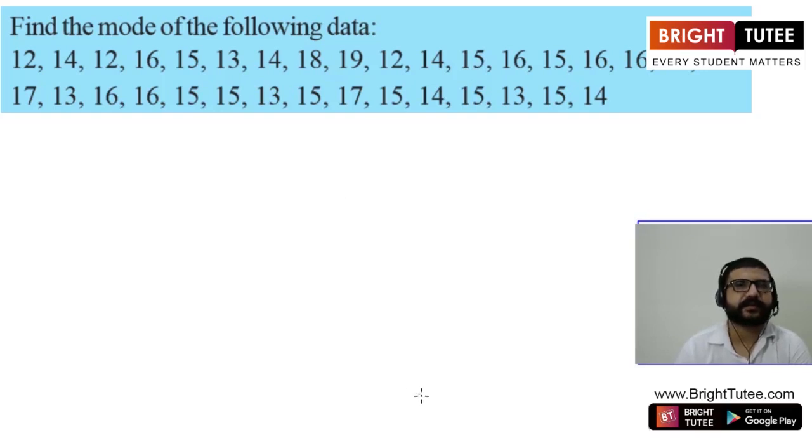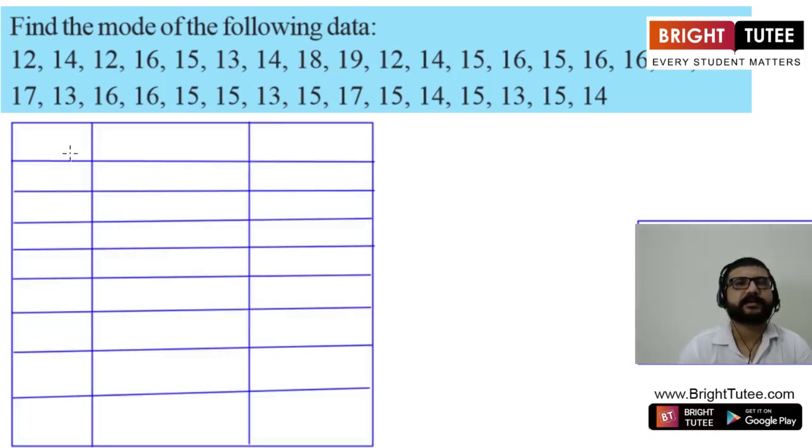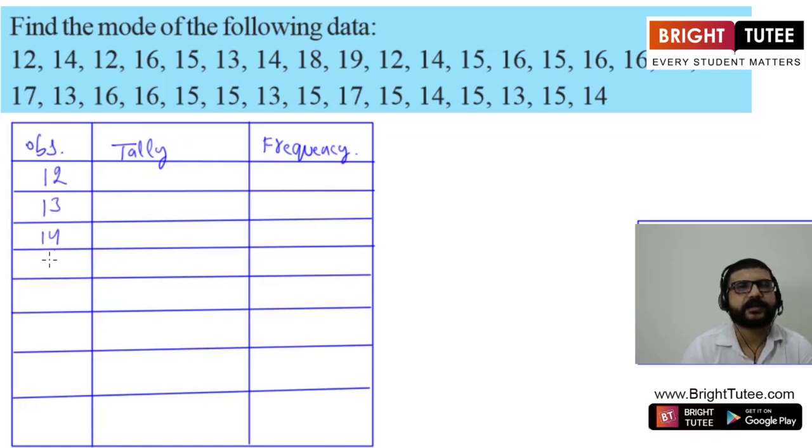So we will make a table for it. In the first column, we will write all the observations. In the second column, we will mark tally. And in the third column, we will write the frequency corresponding to each and every observation. So let's write frequency here. Now the different observations are 12, 13, 14, 15, 16, 17, 18, and 19.